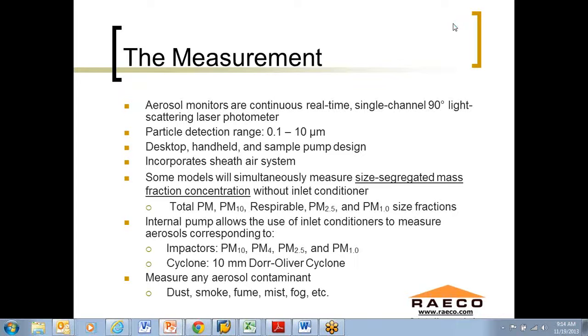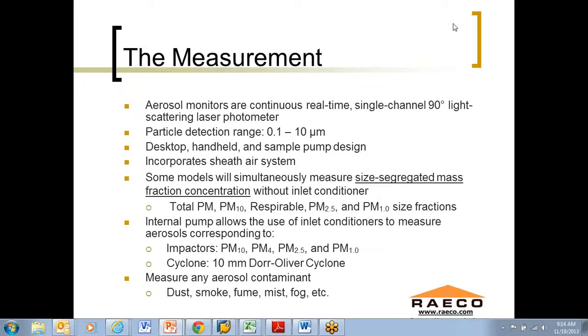Also, with long-term monitoring, we incorporate something called sheath air. We'll talk about this a little bit. Sheath air is basically HEPA-filtered air that keeps our detector clean. So if we're in high concentration areas, we don't want that contamination to build up on our laser and our mirrors to affect what we're looking at. And the other advancement in photometers right now that we're actively going after is patented technology to do size segregated mass fractions.